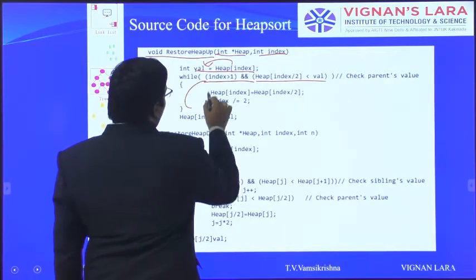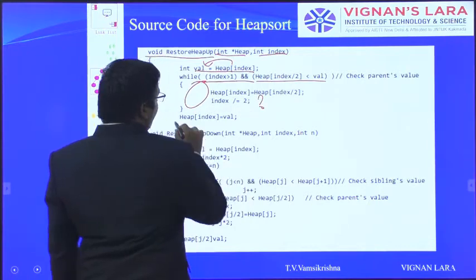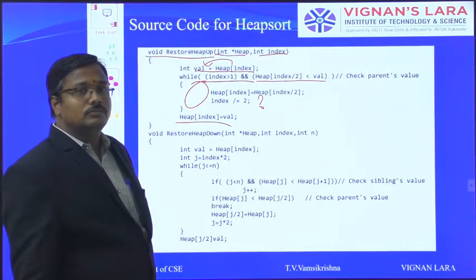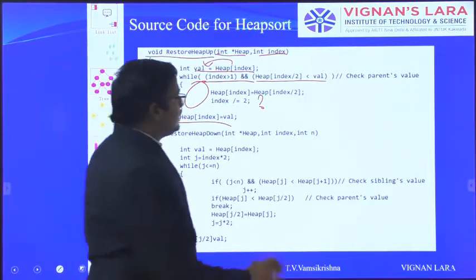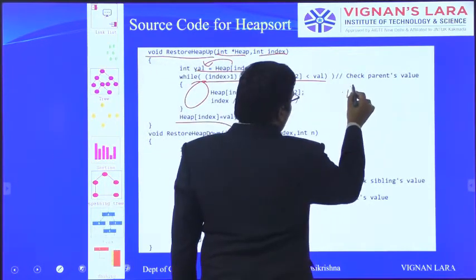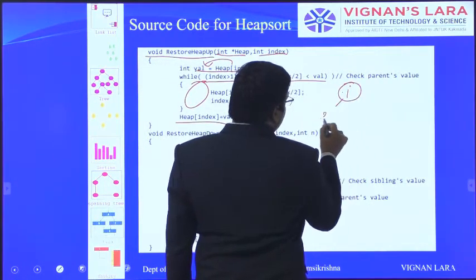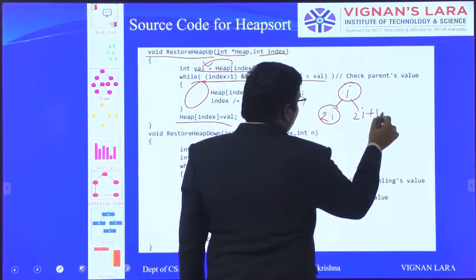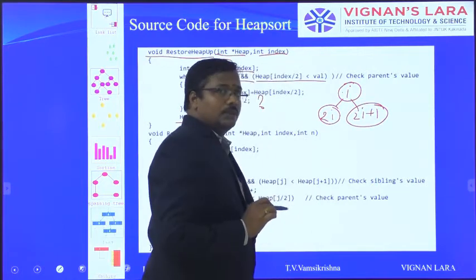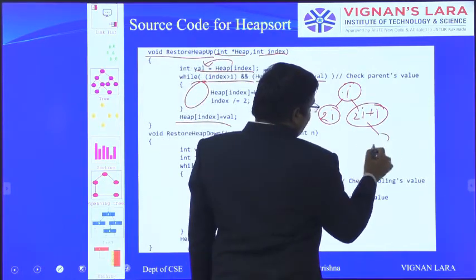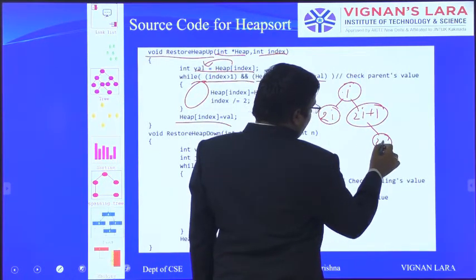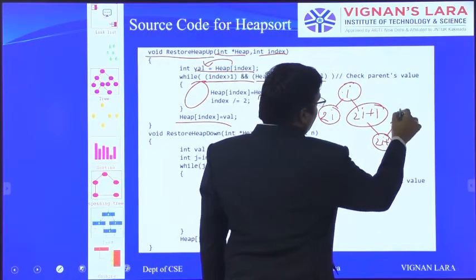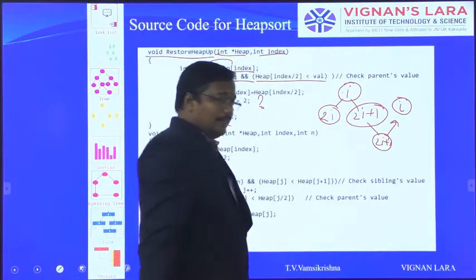This is repetitively performed. At last, the heap adjustment is done. So here the logic, I already told: at the ith position the parent node is there, at the 2i position the left child, and at the 2i plus 1 position the right child. Suppose you are inserting an element in the 2i position or 2i plus 1 position, automatically the ith position has an element.